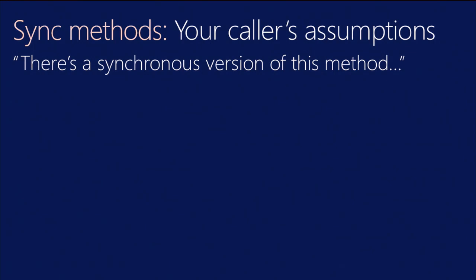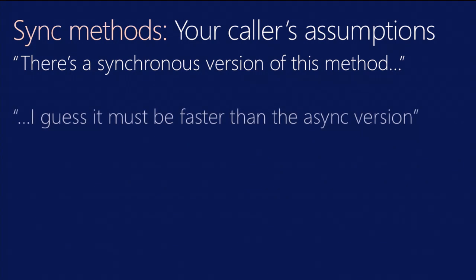A caller to your API, to your library, is going to see this synchronous method. They see, oh, man, all right, this method has an async and a sync method. So I guess the sync version must be faster than the async version. Why else would they define it? Otherwise, I would just call the async version. So it must be faster in some way. I guess I should use it.